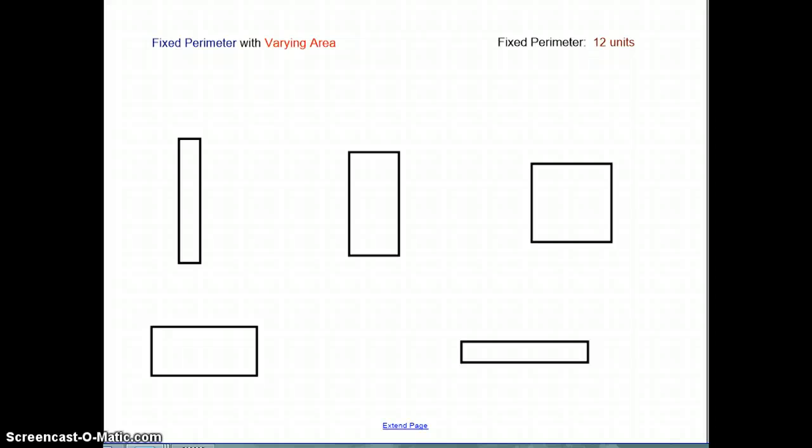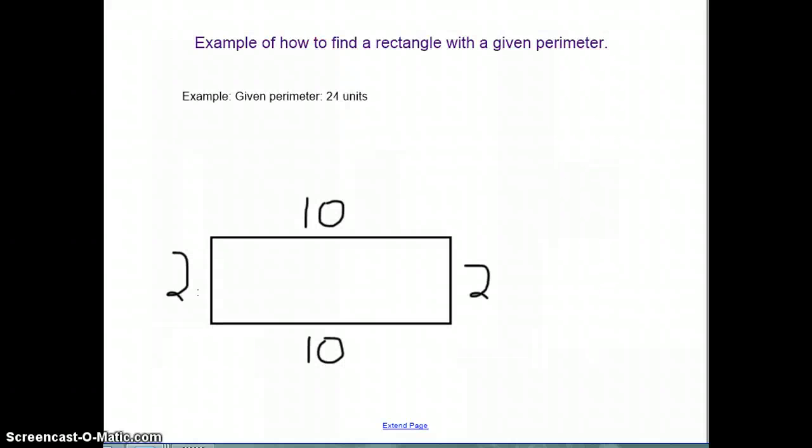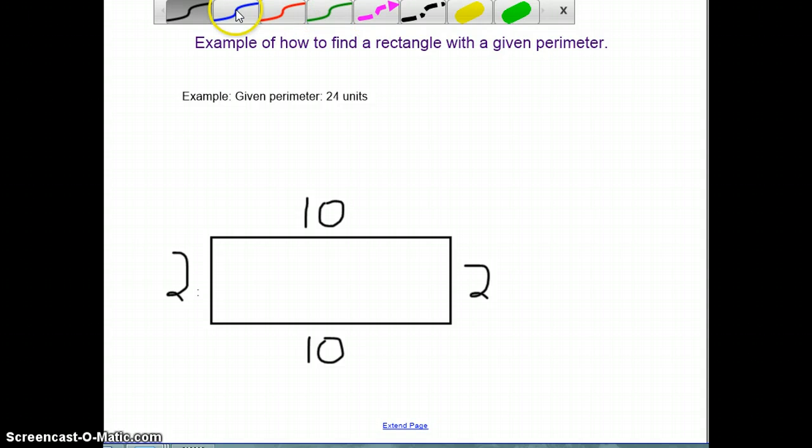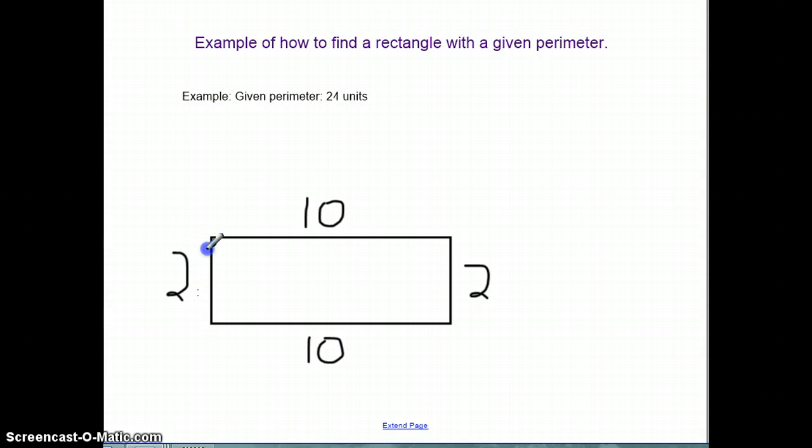We are dealing with fixed perimeter and with a varying area, as you very well have seen. I have a couple figures here that we're going to walk through in a minute, but I just want to go back and show you an example of how to find the dimensions of a fixed perimeter. Now, first of all, what do you notice about the left and the right side of this rectangle?